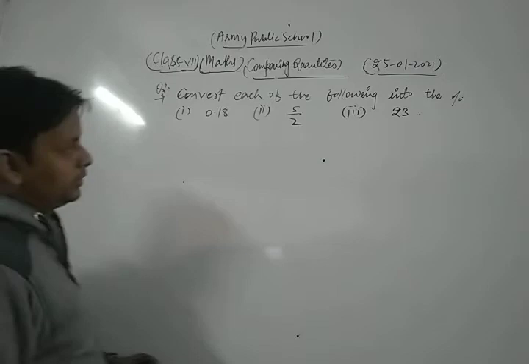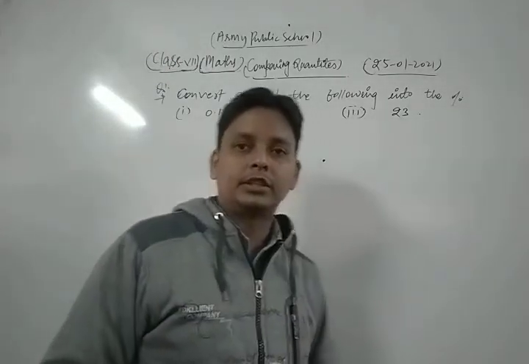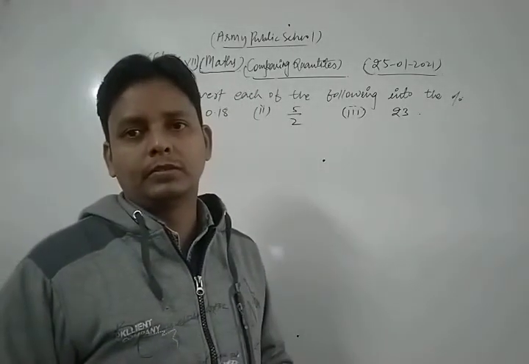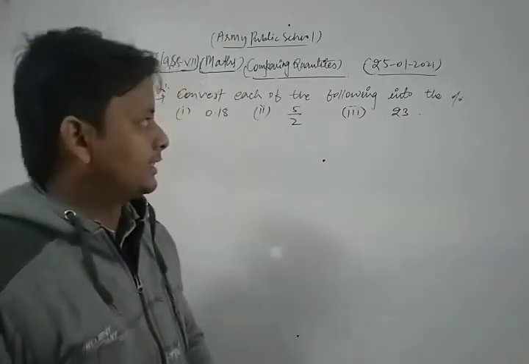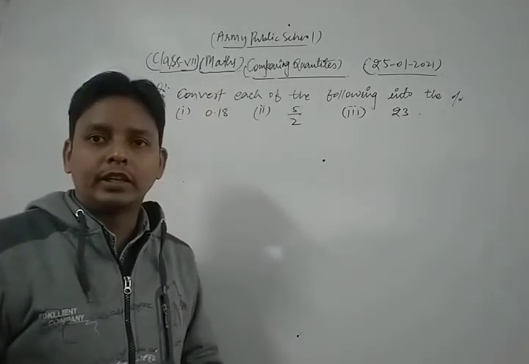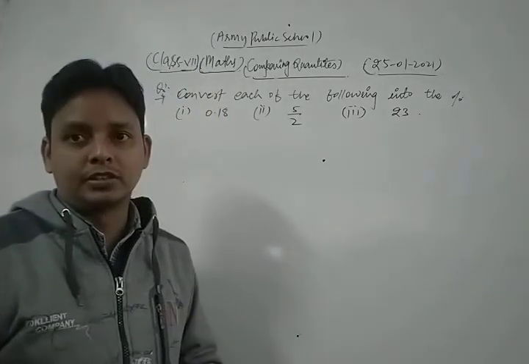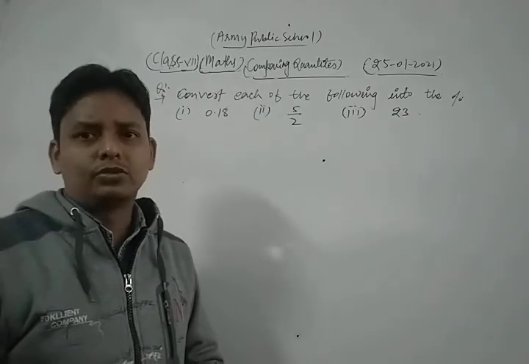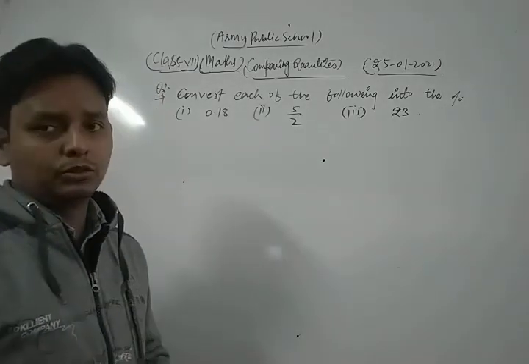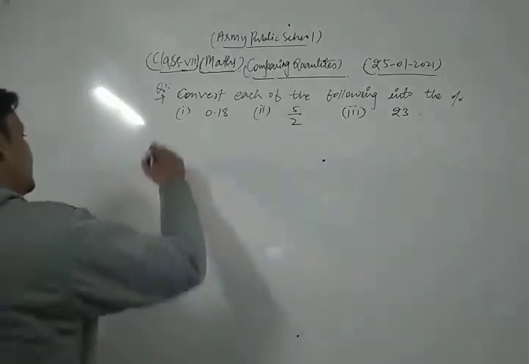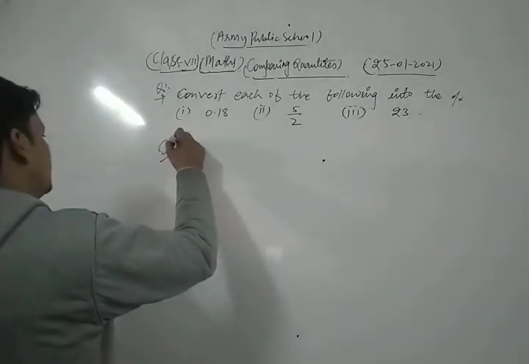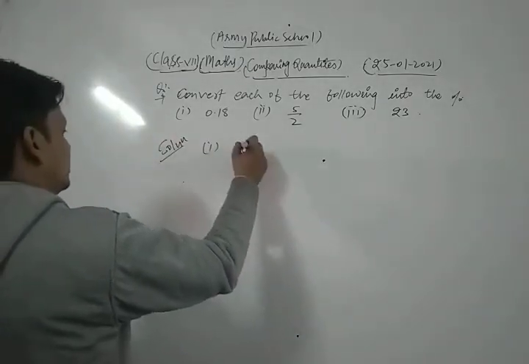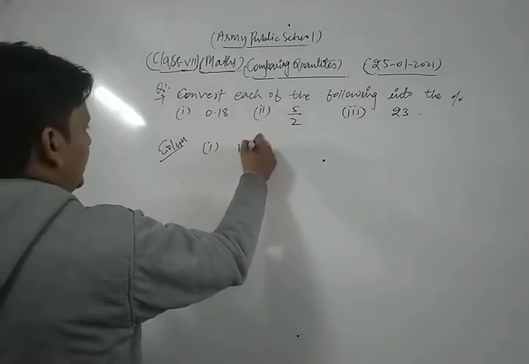One is a decimal number, the second one is a fractional number, and the third one is a whole number or natural number. So we convert each of the following into percentage. What is the process to convert these types of numbers into percentage? Let's see one by one. Let's take the first part of this question.